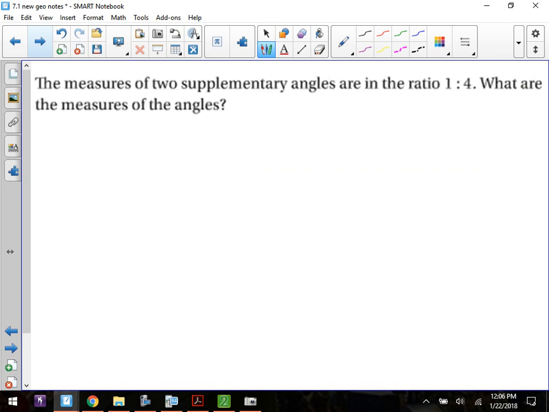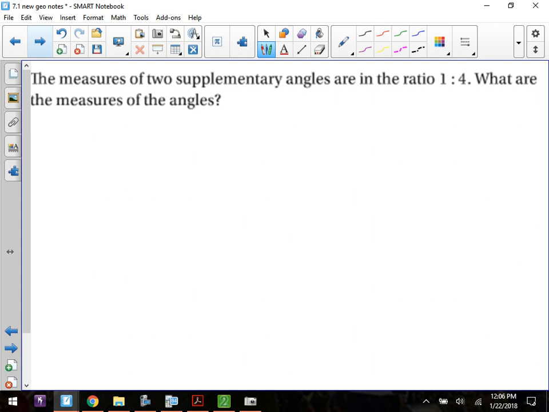The measures of 2 supplementary angles are in a ratio of 1 to 4. What are the measures of the angles? Here you're having to remember what is supplementary. If your angles are supplementary, what do they have to add up to equal? 180. If they're complementary, what do they have to add up to equal? So you're going to use some of the vocabulary that we had from last semester, complementary, supplementary, triangle sum. By now, you should remember what that is, so it shouldn't be so bad.